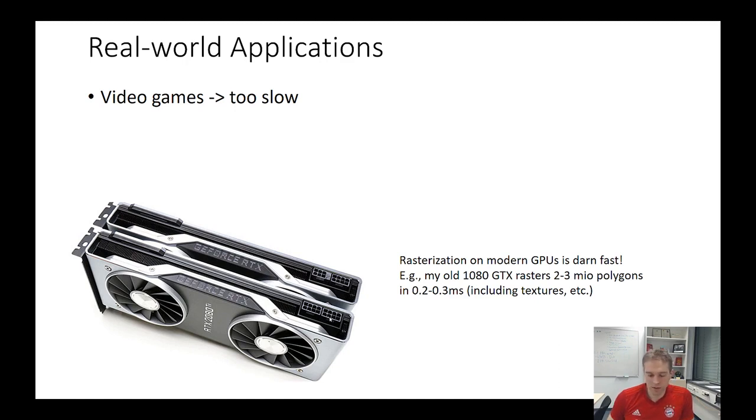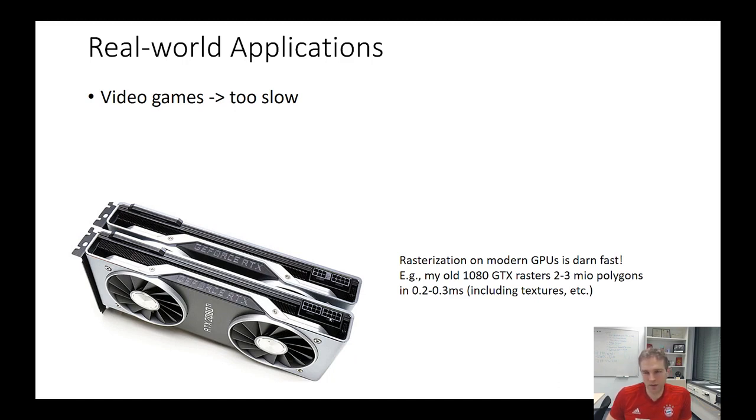Of course, when you're doing a research paper, you're happy that you can produce a video. But I think a lot of people don't realize how fast modern GPUs can actually rasterize polygons. So I tried this quickly on my local machine here. It has a very old 1080 GTX. It can actually rasterize about 2 to 3 million polygons in about 0.2, 0.3 milliseconds. And that's with a very basic implementation. I didn't optimize anything. There's no culling. It has some basic textures on it. So it's really, really fast. And this is a 5-6-year-old GPU right now.